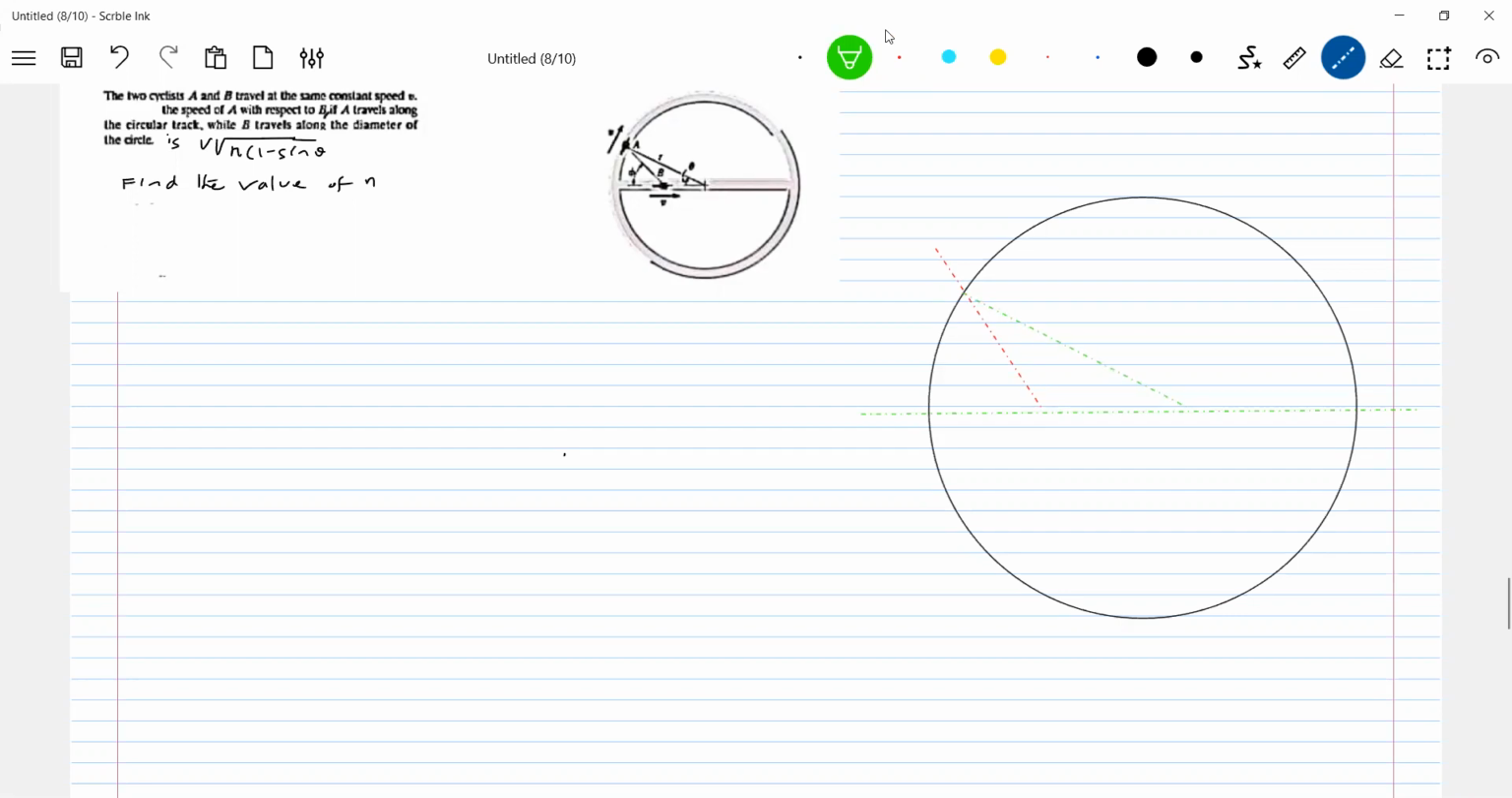Okay, so there are two cyclists, A and B. Both are along a circular track, while B travels along a diameter at constant speed. So here one cyclist will move with a constant speed V, and there's another cyclist who will also move with a speed V. Are you able to get the diagram?